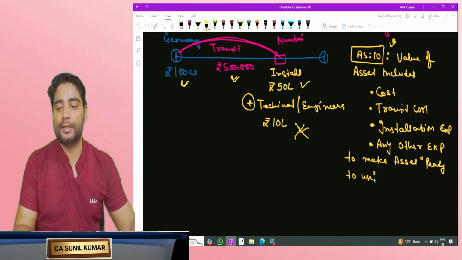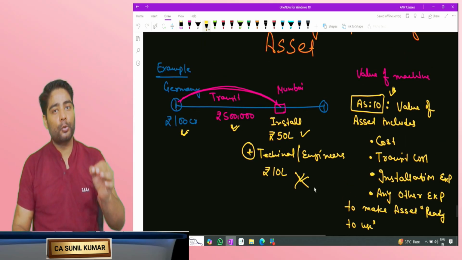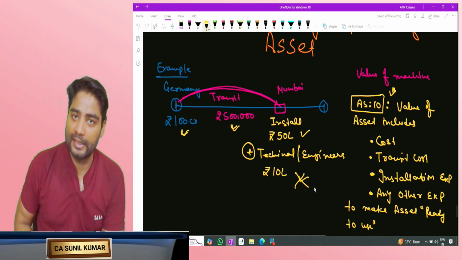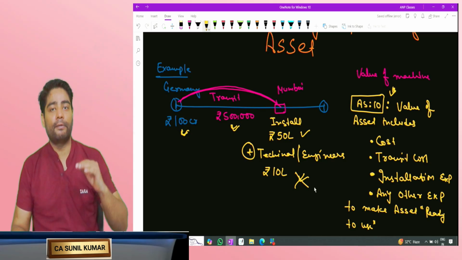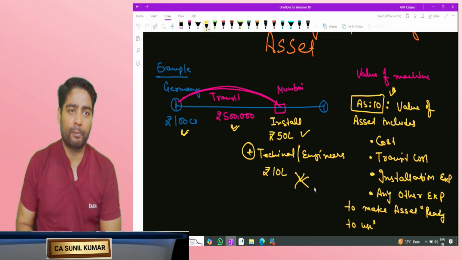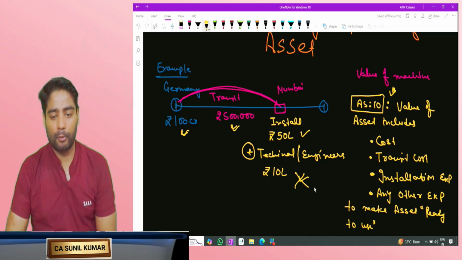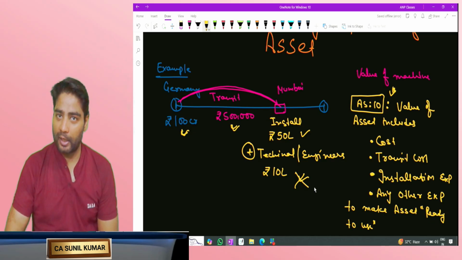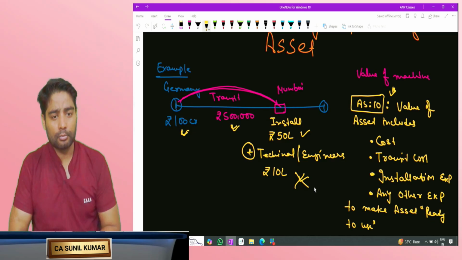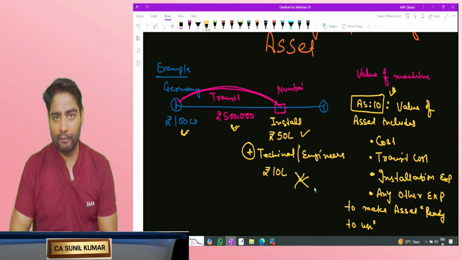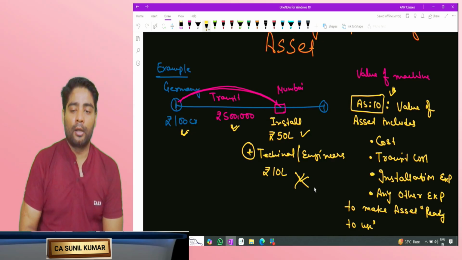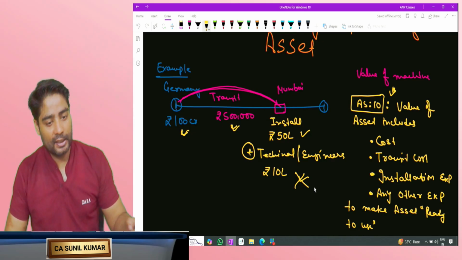In simple words, let's suppose you bought an AC. The cost of AC is 50,000, and you said to the shopkeeper that you will provide the AC at my residence, and I will pay the installation charges. The cost of AC is 40,000.